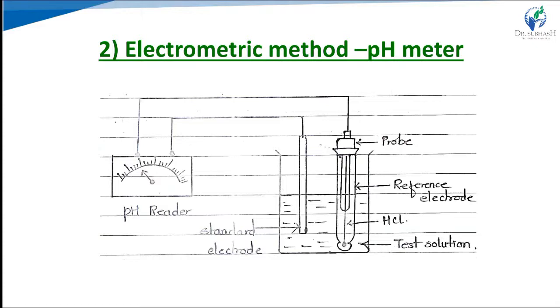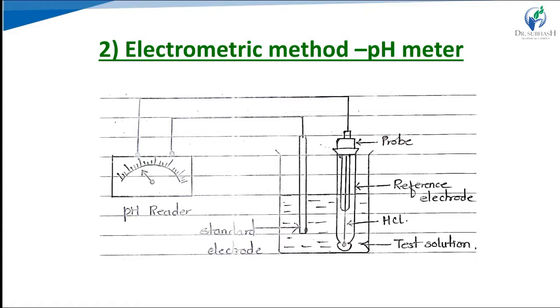The second is the electrometric method, or we can call it the pH meter. It is one of the most widely accepted and widely used methods day to day for pH determination, specifically for laboratory work and research. This method is highly accurate, most widely used, and measures pH accuracy up to 0.1 to 0.001.